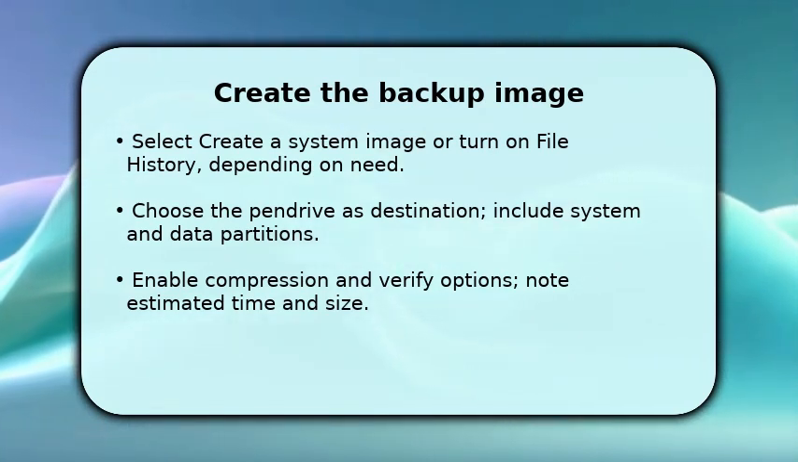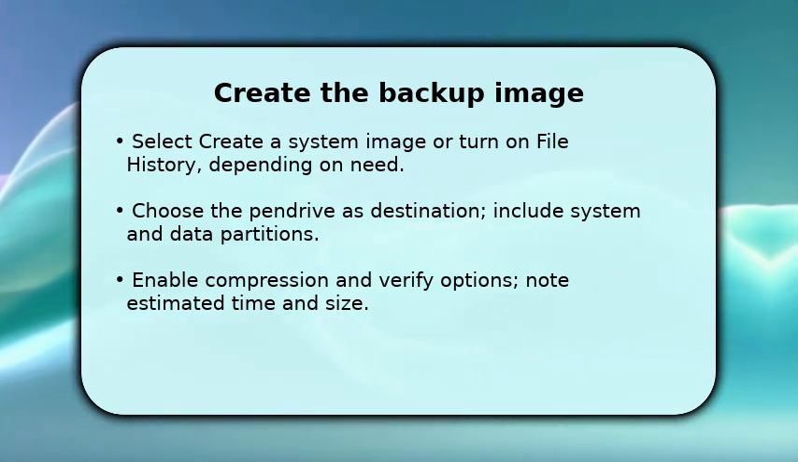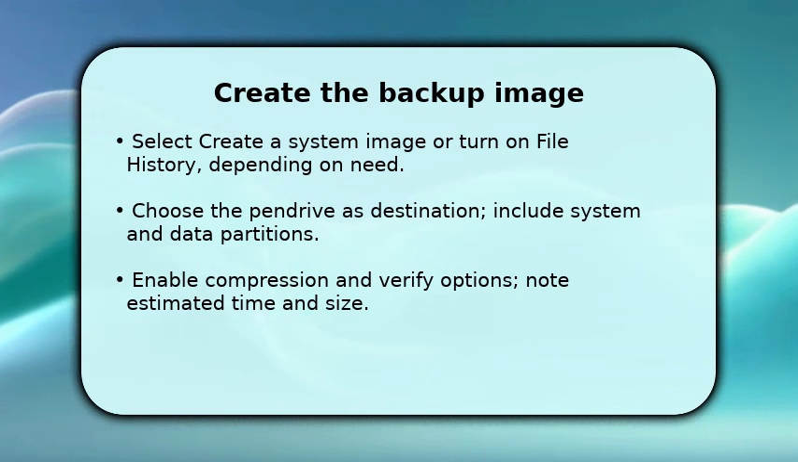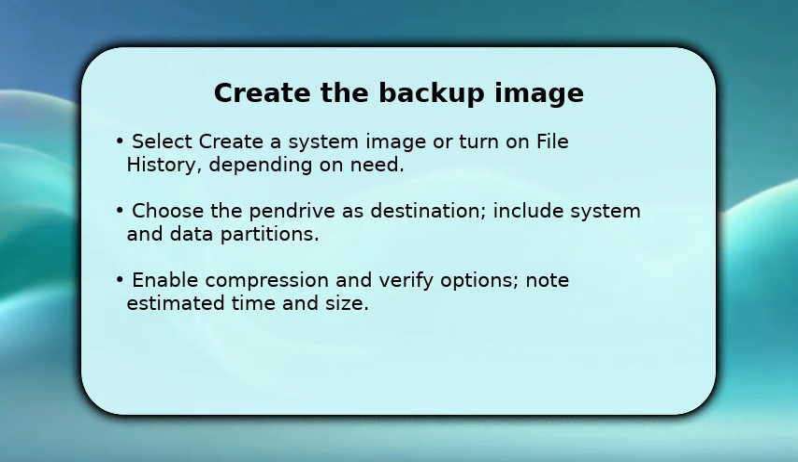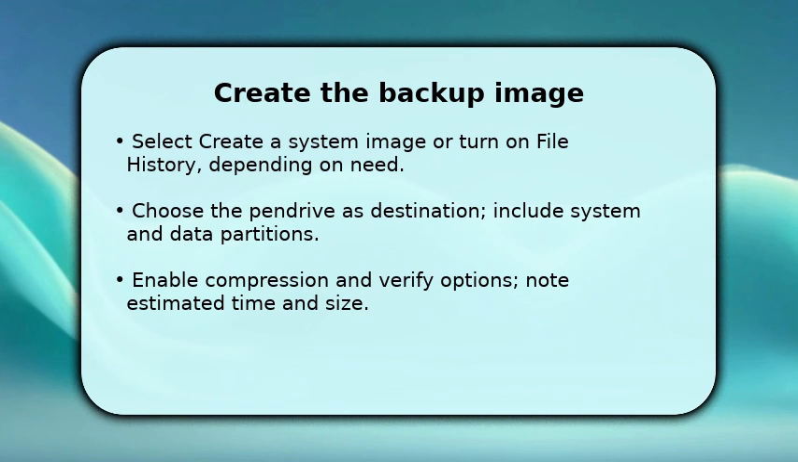If you need a full restore, select Create a System Image and pick the pen drive as the destination. Include the System Reserved and C: partition. For recurring file backups, turn on File History and add the USB as the target, then pick Folders and Retention. Make sure compression is enabled to save space and leave verification turned on so Windows checks integrity.